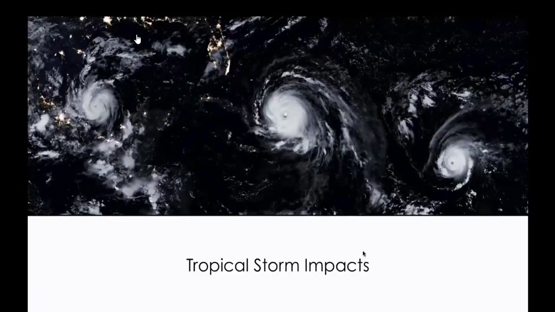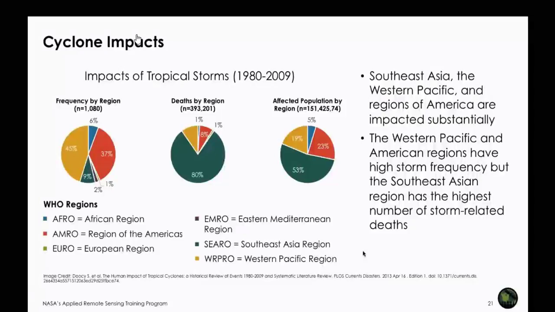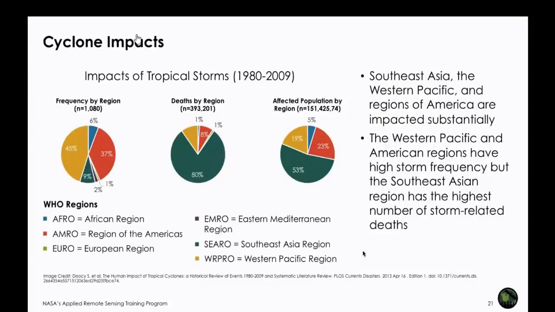We saw about different categories, different wind speeds associated with that. So for any emergency preparedness, it is important to know what to expect, and a lot of that has been researched, and some examples are shown here. So here is some information about cyclone impacts. This is based on data from 1980 to 2009, and what you see here are different regions.